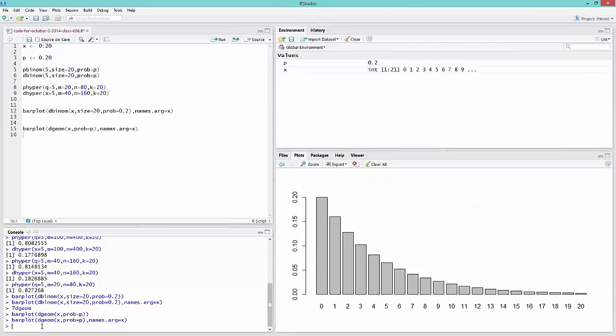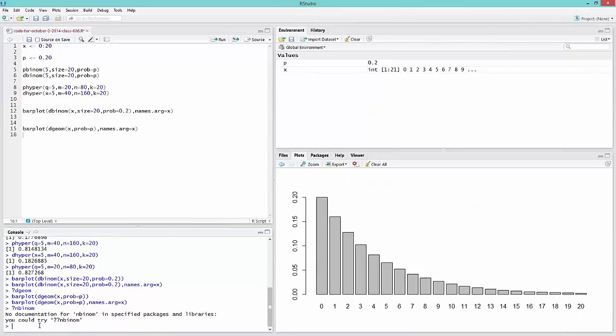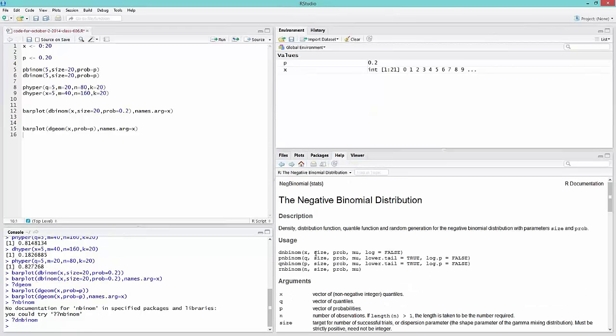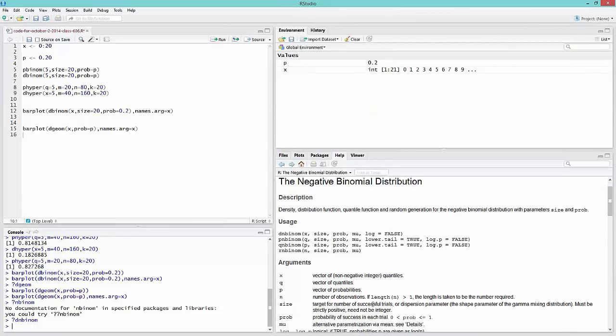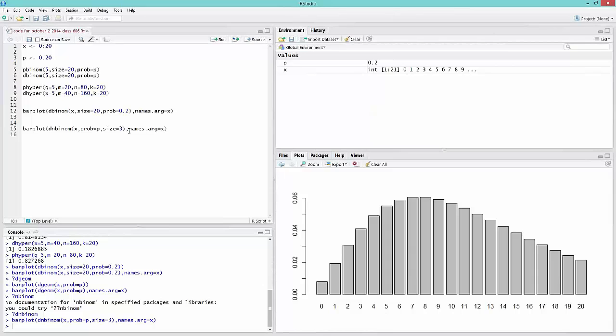Negative binomial works very similarly, except now you do need to tell it the number of successful trials. So if we wanted to say how many failures before we get 3 successes, what we would do is say x is our vector of the values that we're interested in, probability is p, and now we say size equals 3. And we get a slightly different distribution.